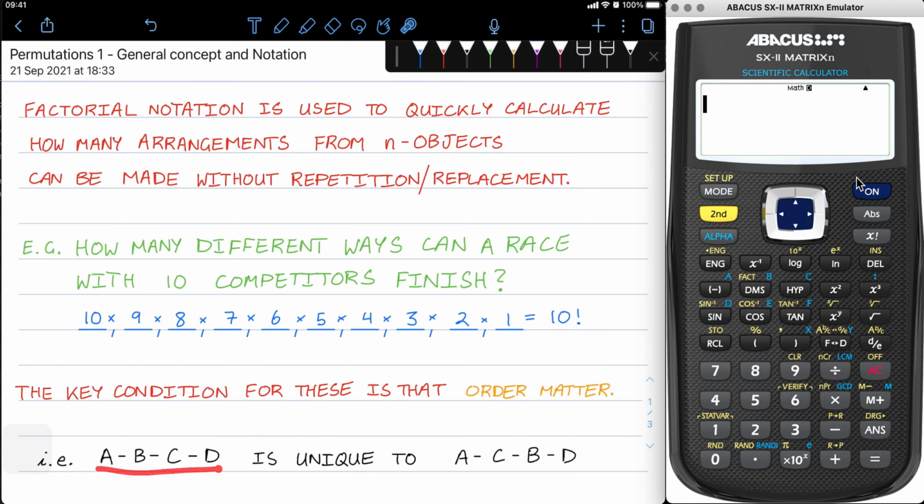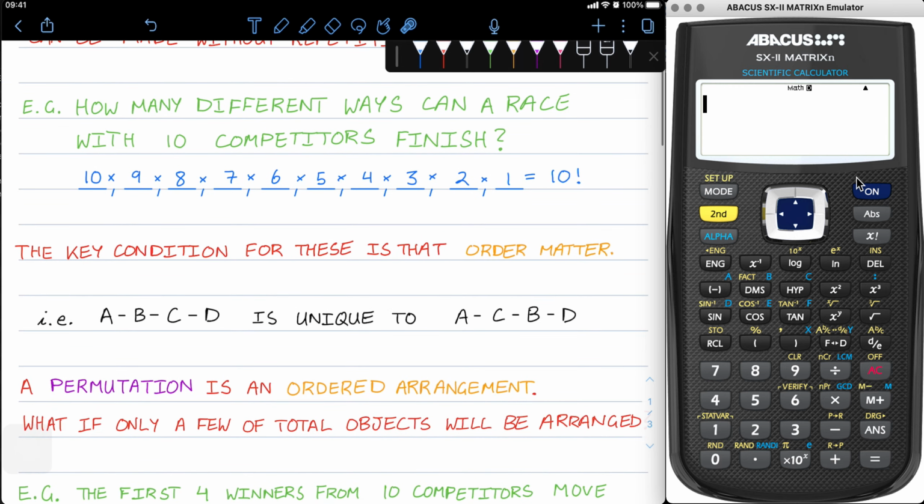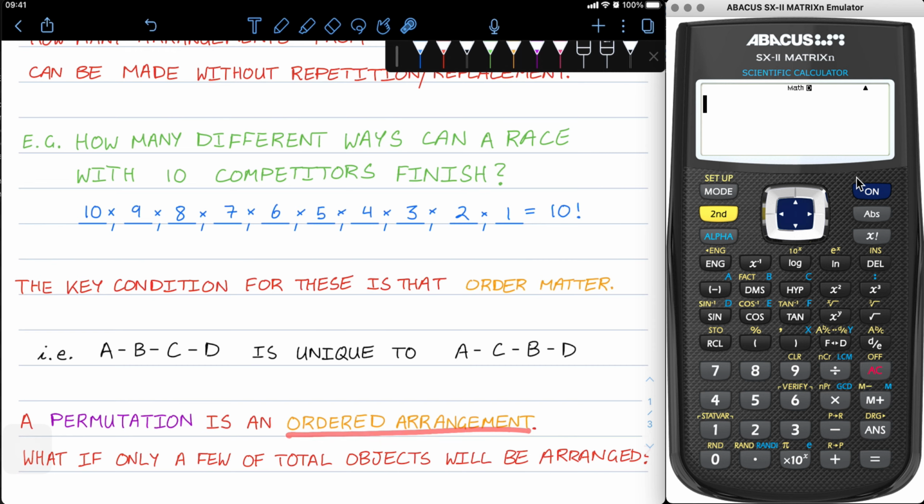Even though the same competitors have come first, second, third, or fourth, it's very distinct who comes second and third in each of these examples. The order matters. So this is different to this one. They are unique arrangements. It'll be very important later that this idea is differentiated. So a permutation is an ordered arrangement. Everything we've done so far is a permutation, and we could represent it as 10 factorial or even using the indices.